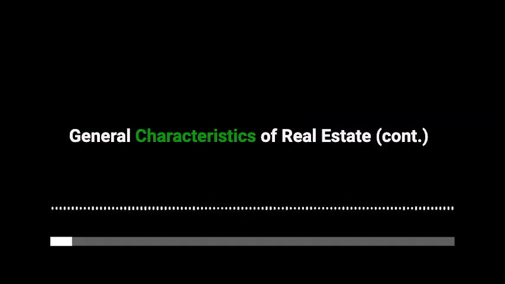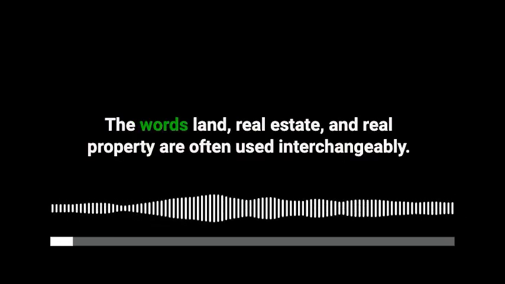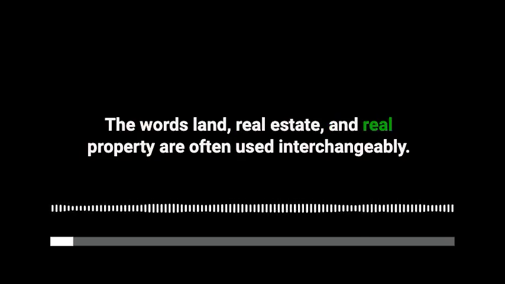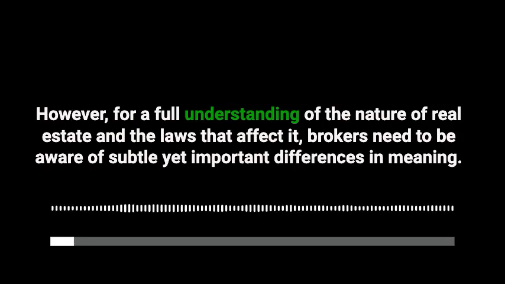General characteristics of real estate. Land, real estate, and real property. The words land, real estate, and real property are often used interchangeably. However, for a full understanding of the nature of real estate and the laws that affect it, brokers need to be aware of subtle yet important differences in meaning.